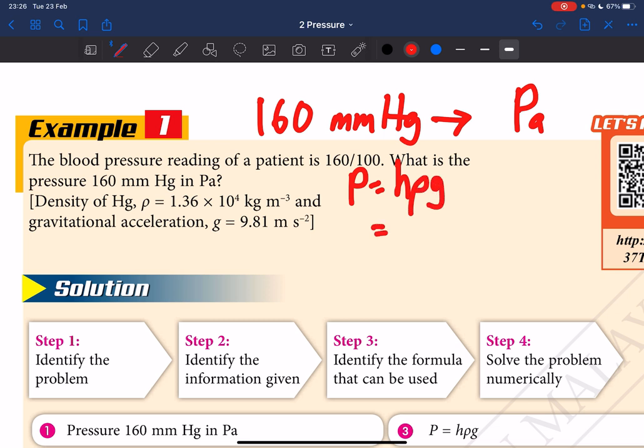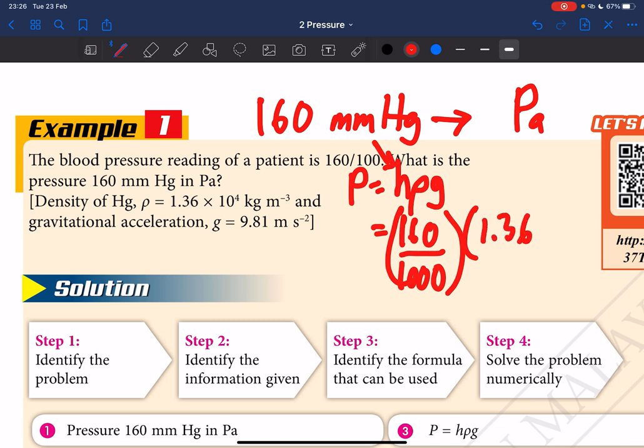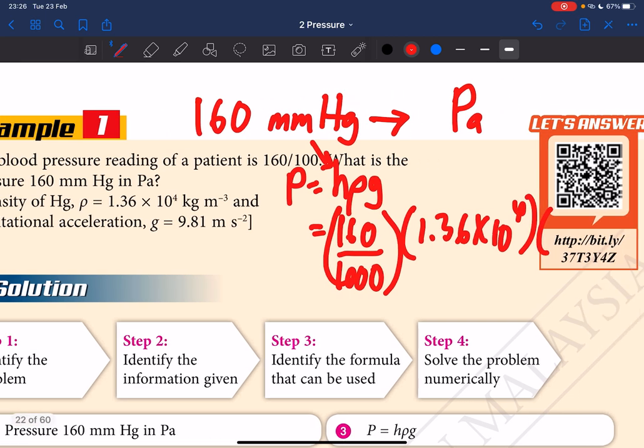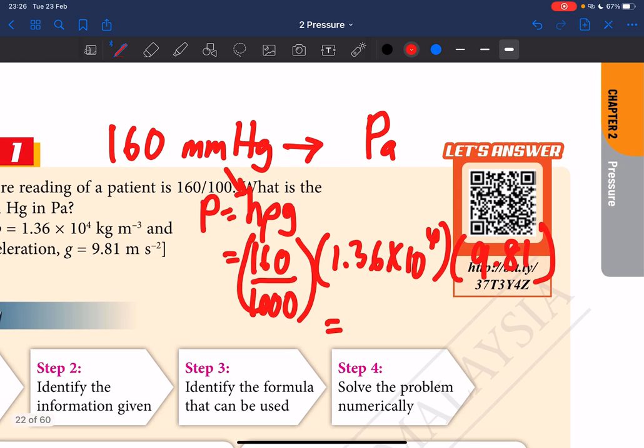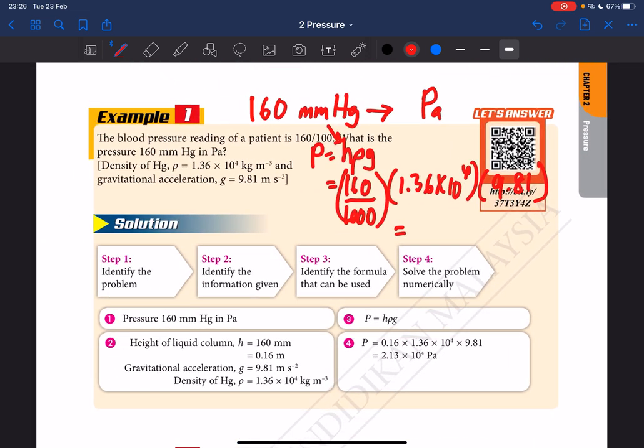Okay, you know the H. H is 160. So change it into SI unit, divide by 1000, and then multiply with the density, 1.36 times 10 to the power of 4, and multiply with the gravity. So simply press your calculator and you get the answer as mentioned here.